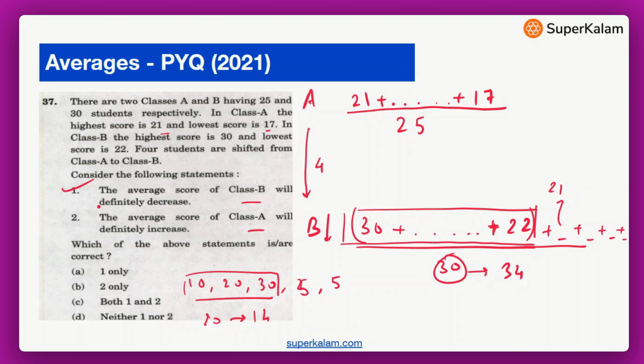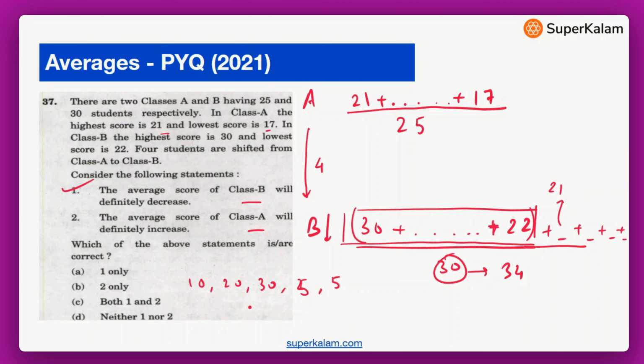Now we are asked to consider the average score of class A. What will happen to the average score of class A? Now four students are removed from class A. Let's take this example only, and let's say we represent A by this final expression. You ran this mileage: 10, 20, 35, 5.